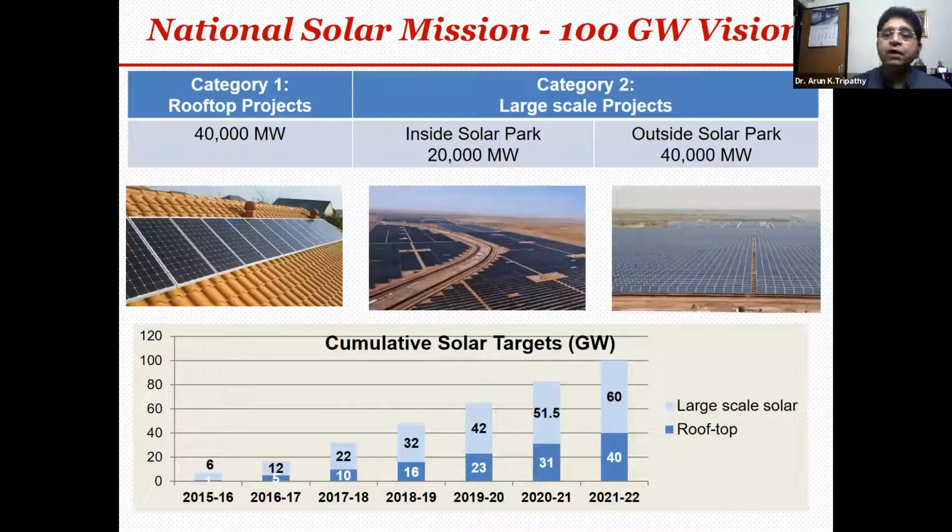Just to develop the 100 gigawatt solar vision, the National Solar Mission was launched by the government in 2010. And this mission had two categories of solar power projects. One was the rooftop projects, which were in the rural as well as the urban areas. And the other one is the large scale projects. When I say large scale projects, this means in the megawatt scale and in the gigawatt scale. And the minimum scale in this is about 500 megawatt, a single project, as good as any other conventional power plant.